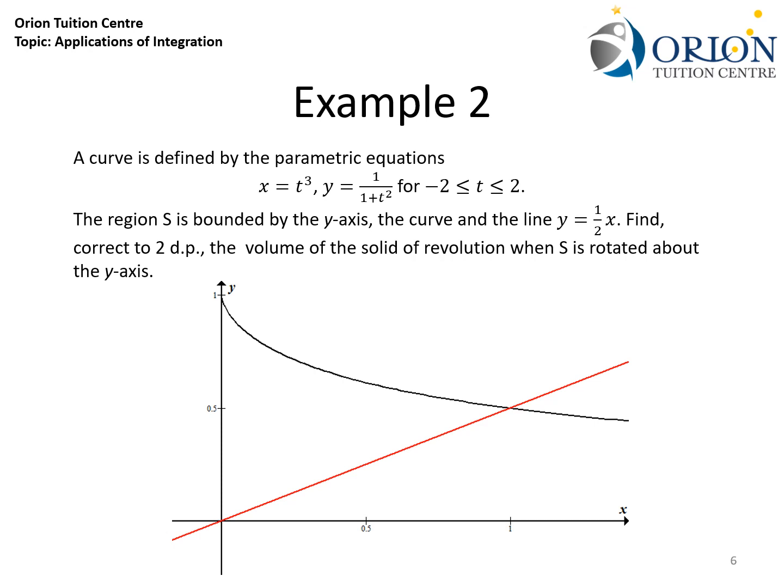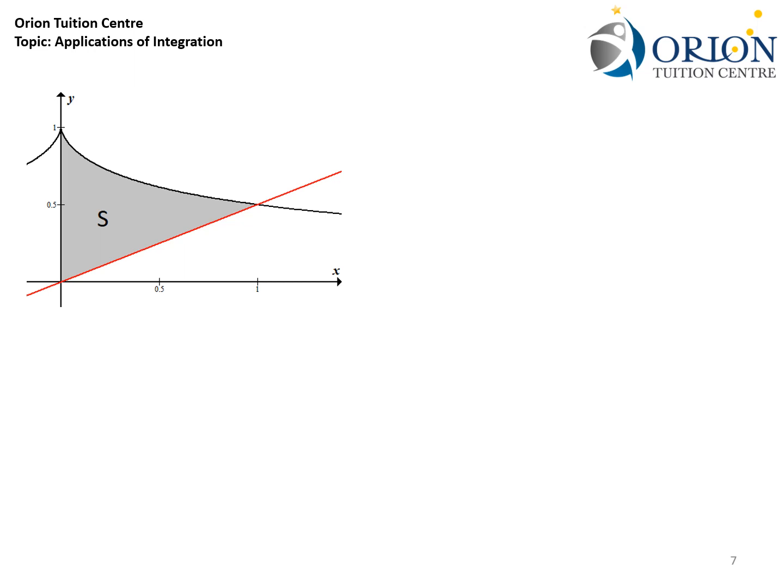In this next example, we have another curve defined parametrically. The region S is bounded by the y-axis, the curve, and the straight line y equals half x, which tells us that it is this region over here. And we are going to now revolve this region about the y-axis to form a solid of revolution. And how can we find out the volume of this region over here? Let's find out. Firstly, we note that the region S can be divided into two parts. The top part being bounded by the curve and the bottom part being bounded by the straight line.